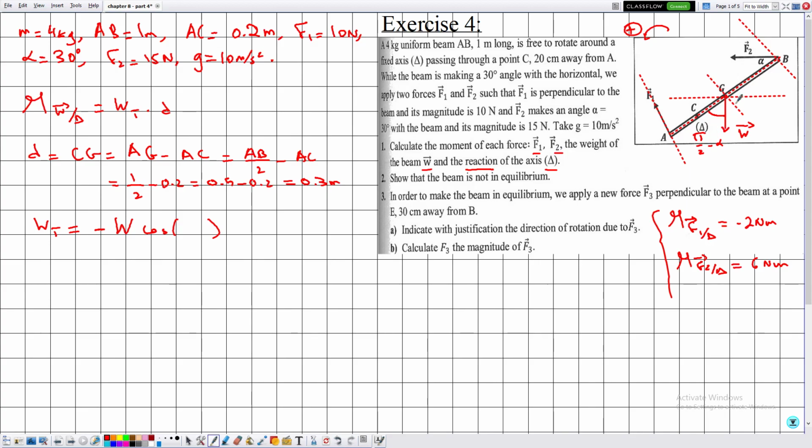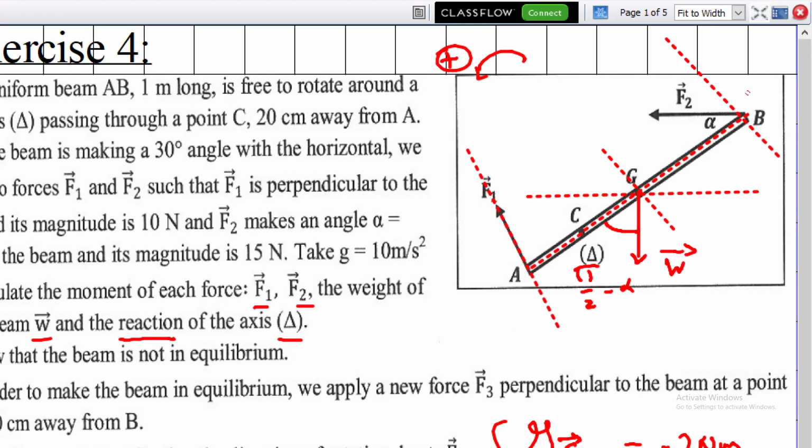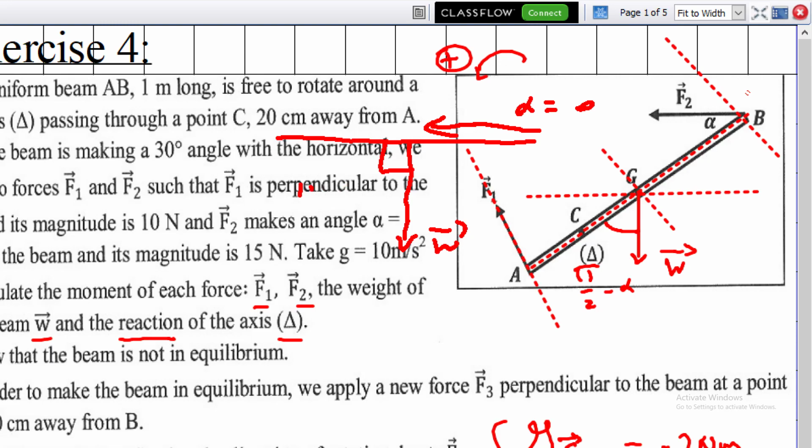Okay, and how can one verify that this value is correct? Imagine that the rod is now completely horizontal like this, so F2 will be like this, so the angle alpha is 0 in this case. However, the weight will be vertically downward like this. So if alpha is 0 here, then this is completely pi by 2.